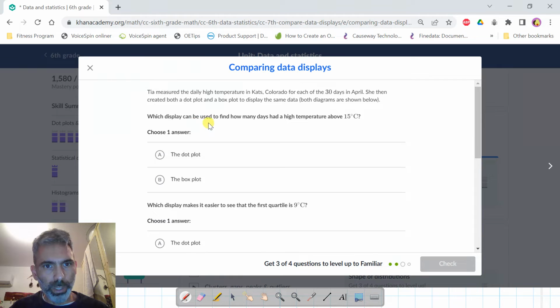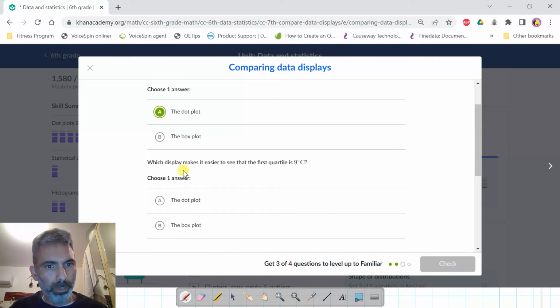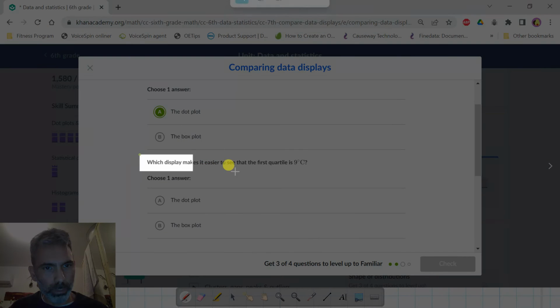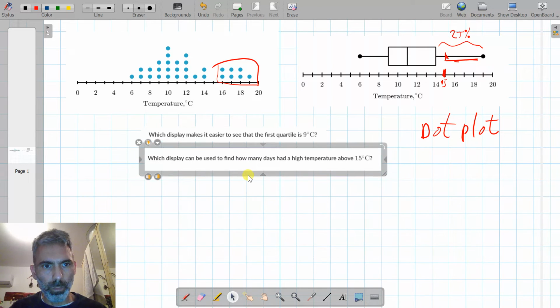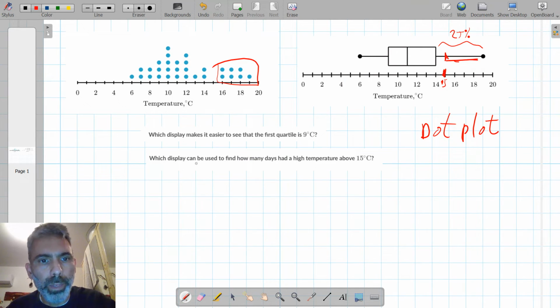So which display can be used to find how many days had a high temperature above 15 degrees Celsius? So this is the dot plot. Which display makes it easier? I'll copy this question to the board. Which display can be used to find how many days had a high temperature above 15 degrees Celsius? How many days had a high temperature above 15?